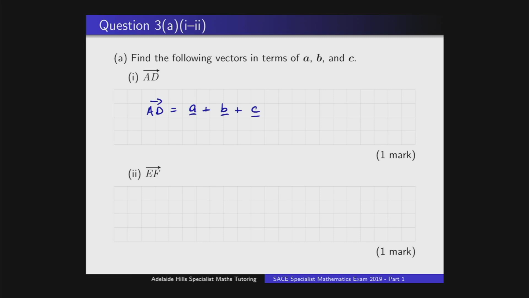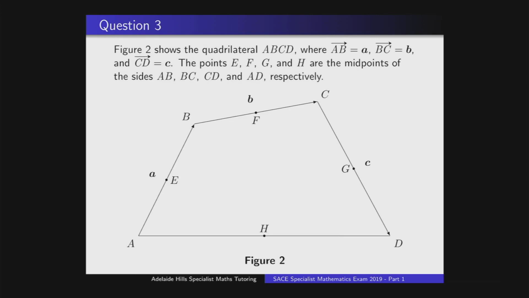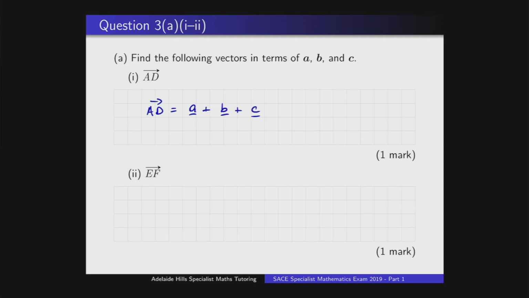I'm just using underbars here to indicate the bold vectors. Now the vector EF. If we go back to the figure, EF involves the midpoints, so if we use another colour, you can see the vector that we're after is this one. The vector from E to B is 1/2 A, and the vector from B to F is 1/2 B. So the vector from E to F is 1/2 A plus 1/2 B, which is 1/2 (A plus B).